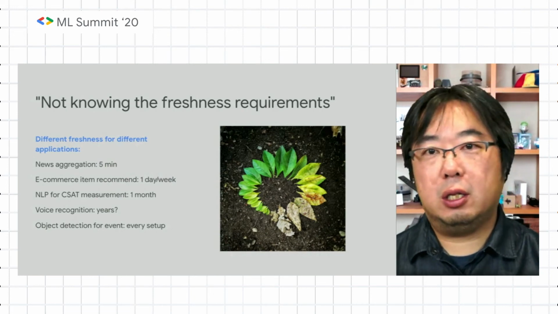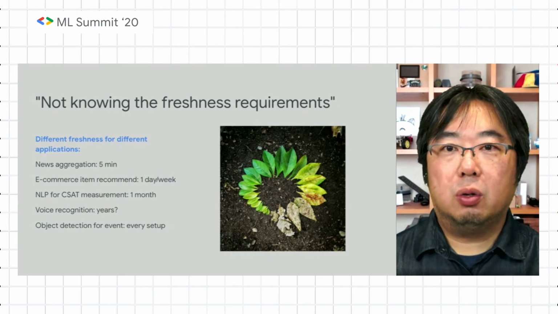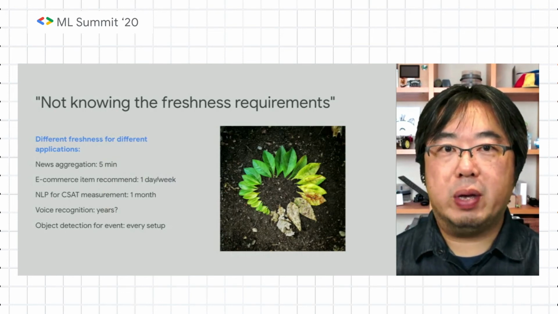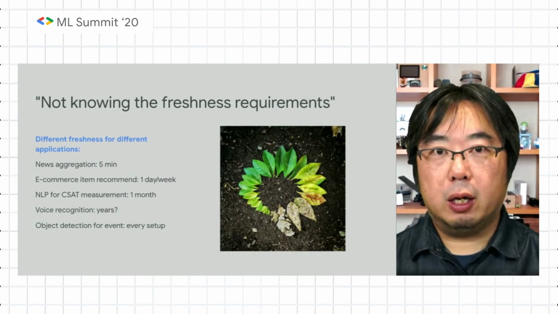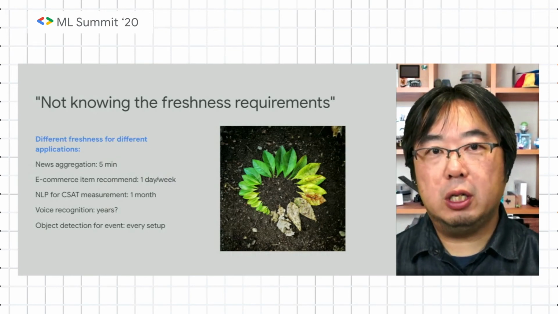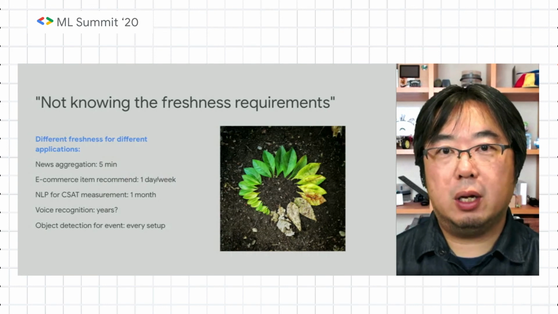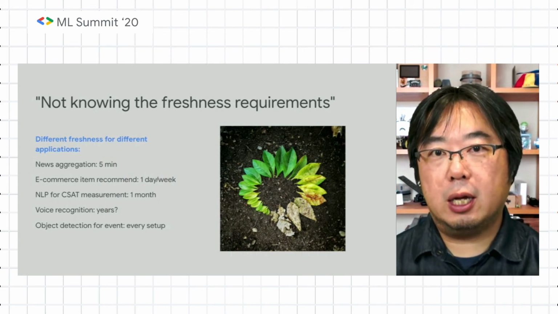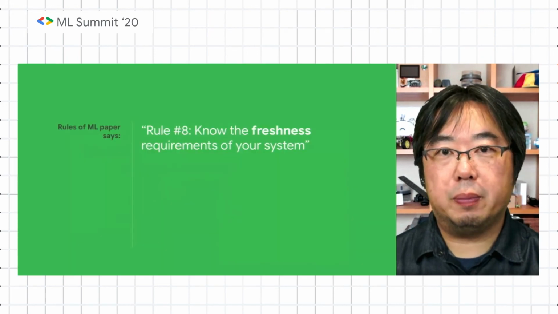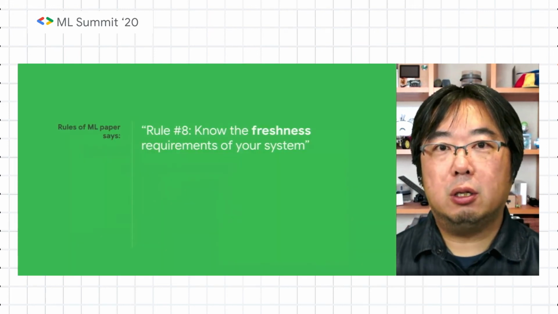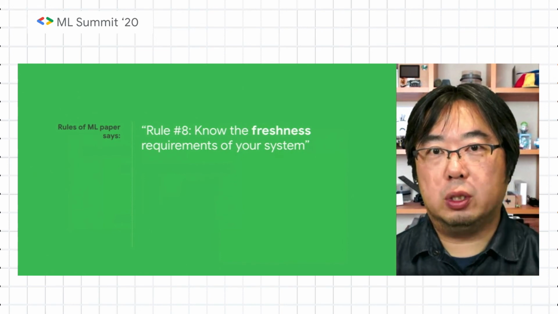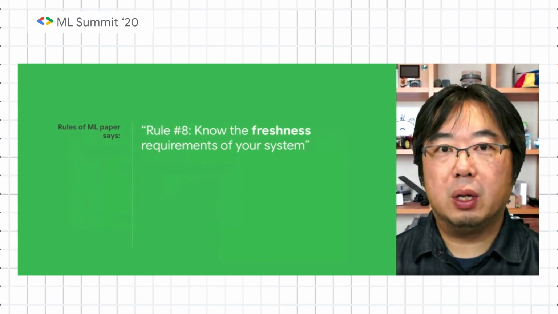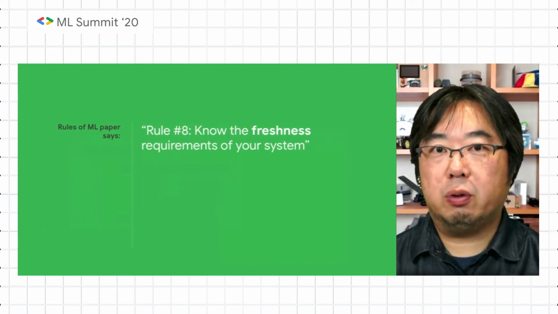applications such as natural language processing or voice recognition maybe don't require much frequent retraining of the model. So it's totally depending on the business requirement, and you have to define that before starting and designing and building the machine learning systems. So this is an important rule that is defined in the machine learning paper that is published by Google. You have to know the freshness requirements of your system.